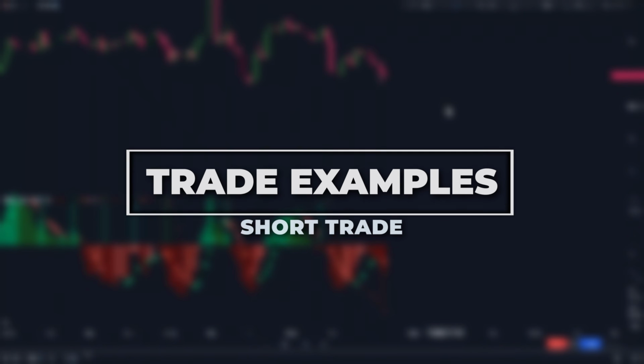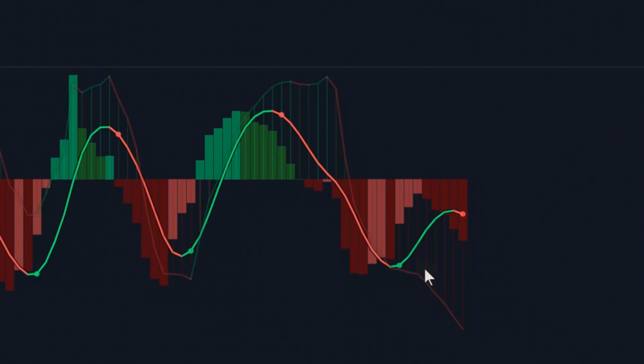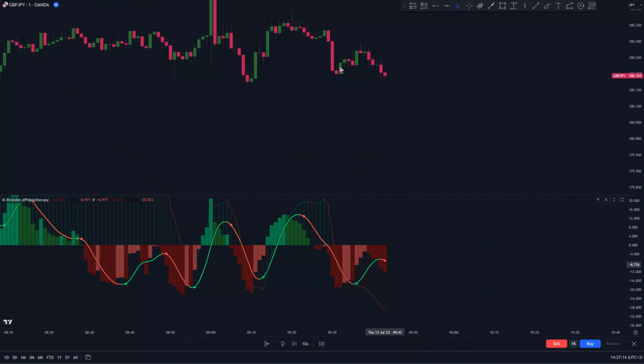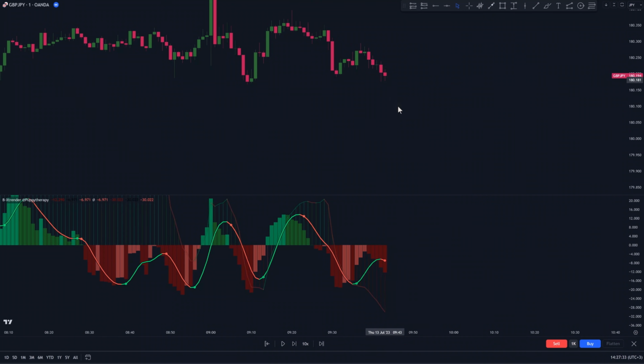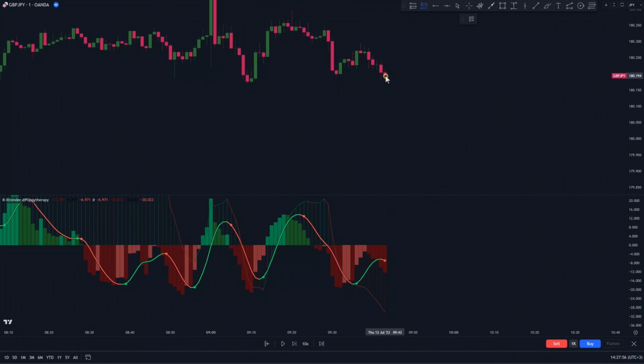Conversely, for a short trade, the B-Xtrender Trend histogram should be colored red to indicate a short-term bearish trend. Next, the B-Xtrender oscillator histogram should be colored red as well to indicate a bearish market momentum. Lastly, a red dot should be printed on the B-Xtrender oscillator to indicate a sell signal. After all these conditions are met, we enter a short trade.